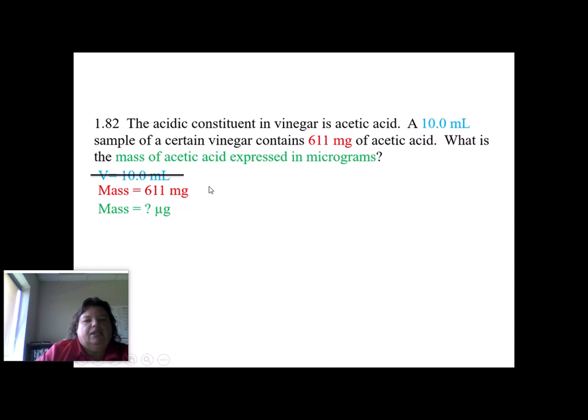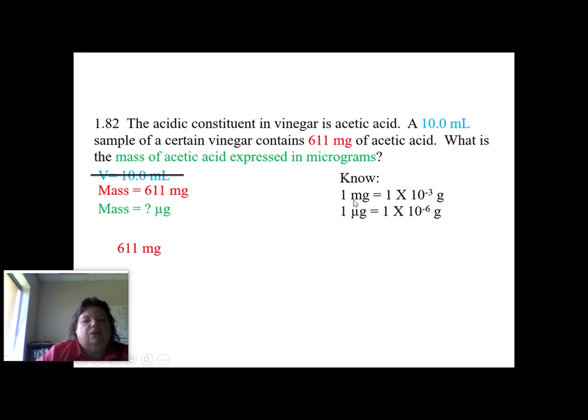Now, you may not know all these conversion units at the front, but you should know the SI conversion units from one to the other. So you should know that 1 milligram is 1 times 10 to the minus 3 grams, and that 1 microgram is equal to 1 times 10 to the minus 6 grams. When you're starting these problems, you want to start out with the information you know, 611 milligrams. So what conversion factor has milligrams in it? It's the 1 milligram is 1 times 10 to the minus 3 grams.